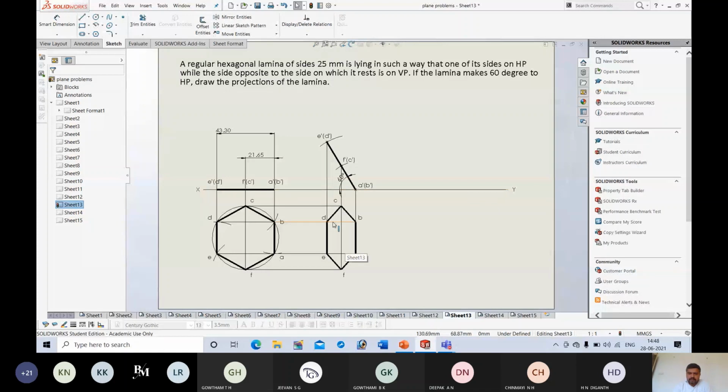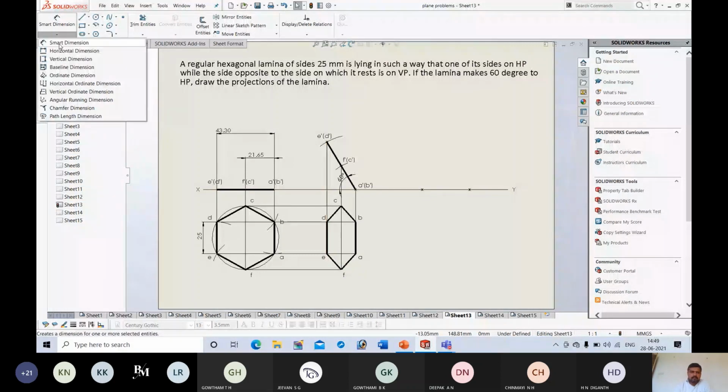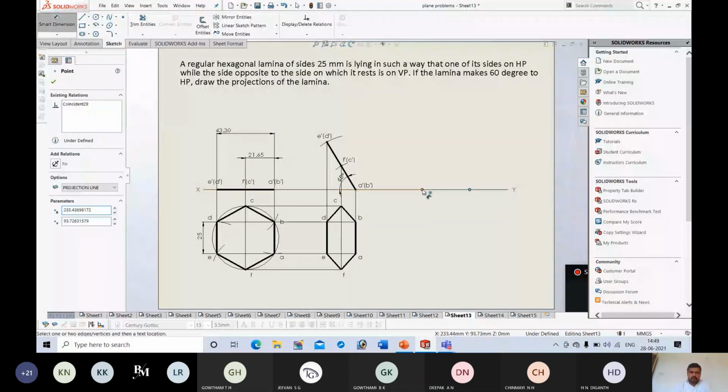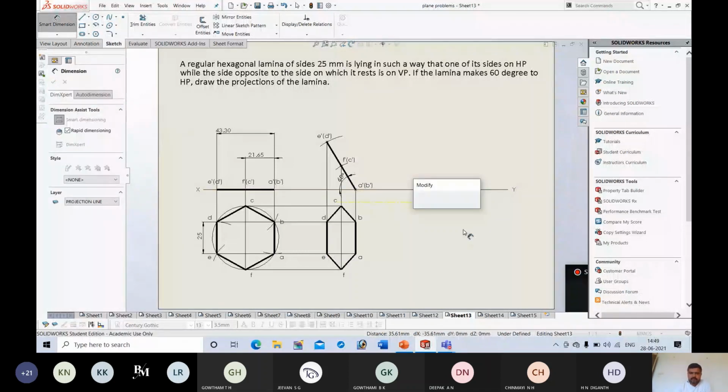Okay, consider two points at a distance of 25 mm. Here you can see the length of the side is 25. Here also the length of DE remains the same, it is 25 only. So I will consider two points on the XY line at a distance of 25 mm. Next, I will name the points. This will be D and this will be E.